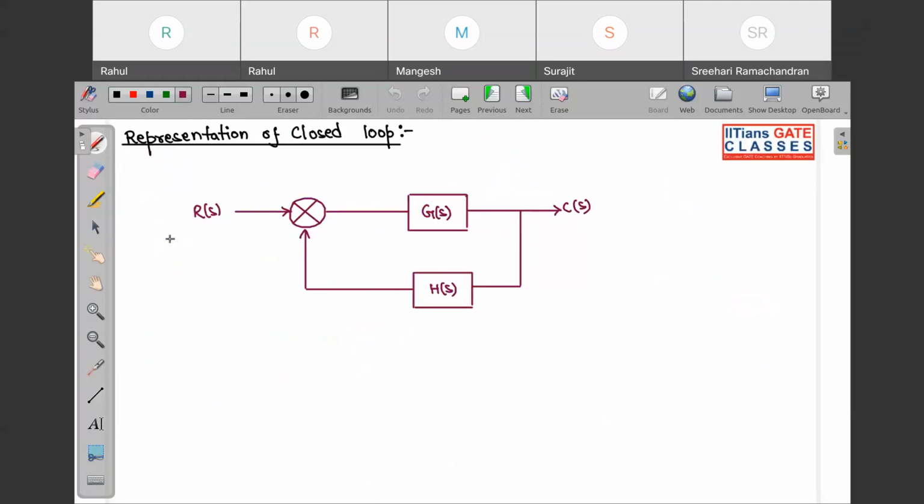So now what we have is the representation of closed loop system. Okay, representation of closed loop system.